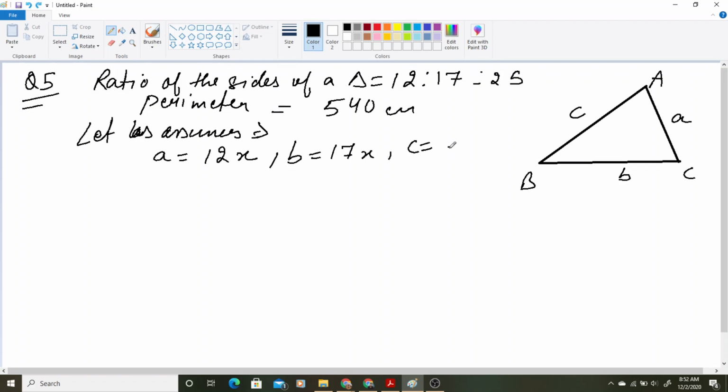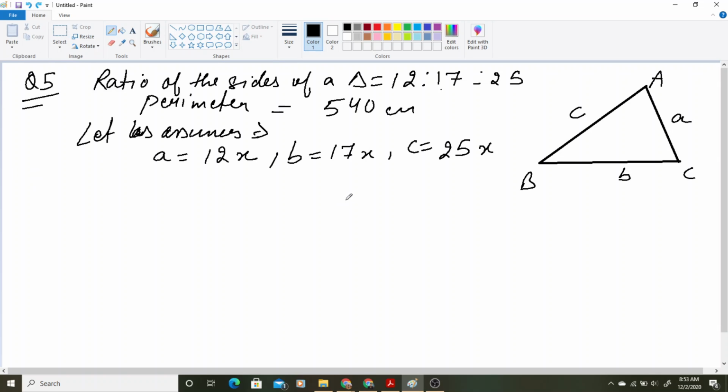Why are we assuming these like this? Whenever we are given something in ratio, we can take any variable with the numbers. Like if this is 12:17, we can take 12x, 17x. Why? Because if I find the ratio of A and B, it will be 12x upon 17x, so this x will cancel out. That means we can take any one variable whenever we are given ratios of anything. That is what I have taken.